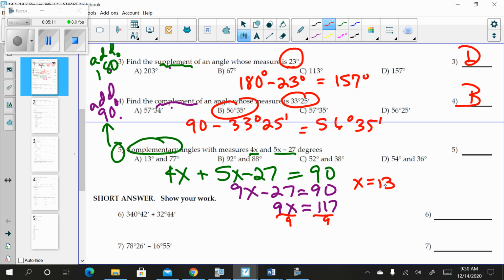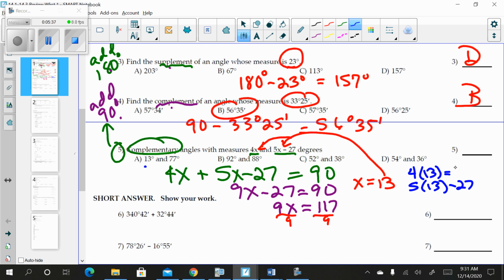All right, so is that the angle measurement? Well, no, that's not the angle measurement because that's what our x value is. We still have to plug that 13 back into both of those expressions to find our two angles. So be careful. That first answer is like, ooh, it looks like it's that one. No, it's not. We got to plug the 13 back in. So we would do 4 times 13 for the first angle, and we do 5 times 13 minus 27 for the second angle. So make sure you substitute back in.